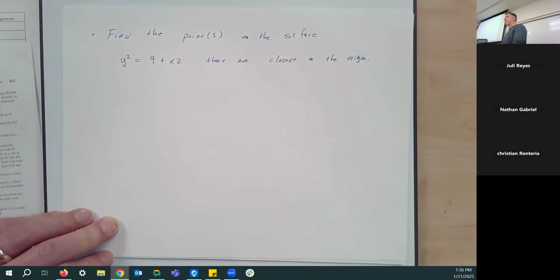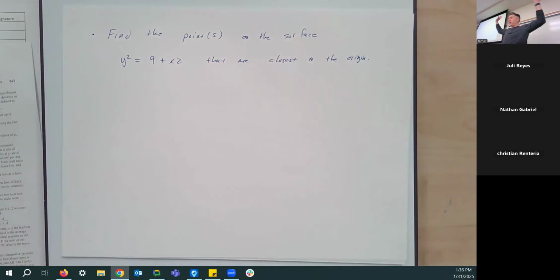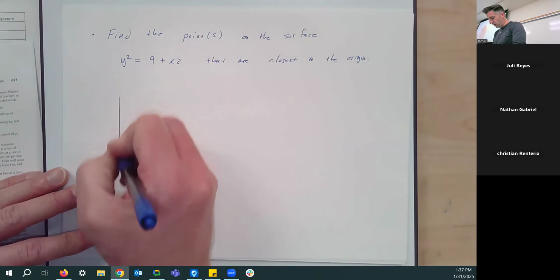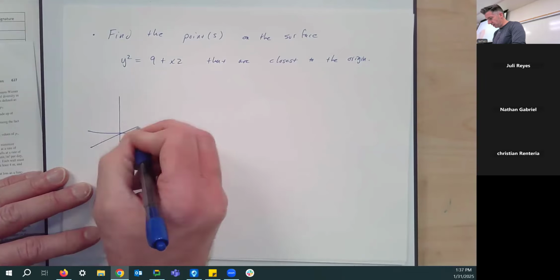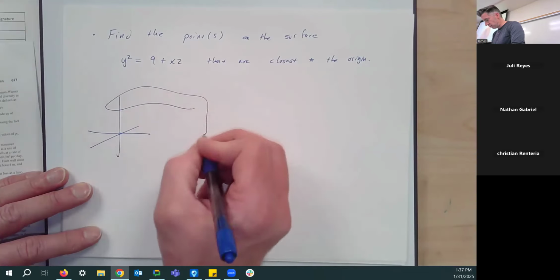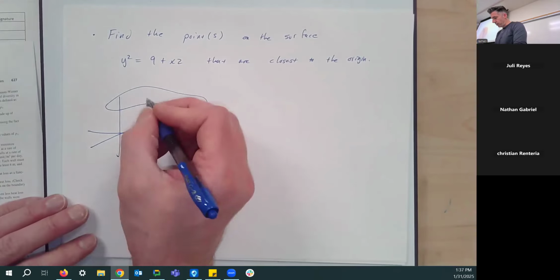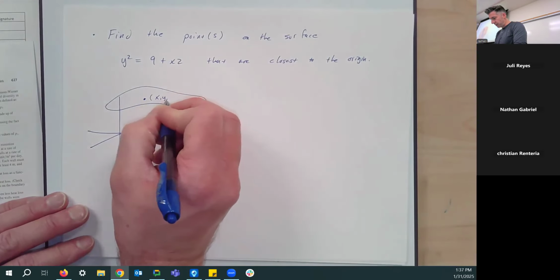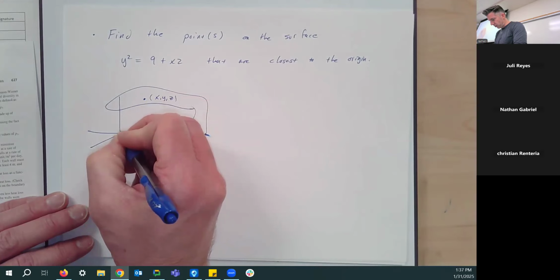Whenever you have these physical things in space being close to some other thing in space, you always have to reinterpret the meaning of that question. What are they asking us to really do? They're asking us to minimize the distance between any point on the surface and the origin. So we have some surface. I don't really actually know at all what it looks like. But let's pretend we've got some surface. It looks like this. I don't know, weird like that. And there's some point on it right there, x, y, z, that's going to be the closest to the origin.